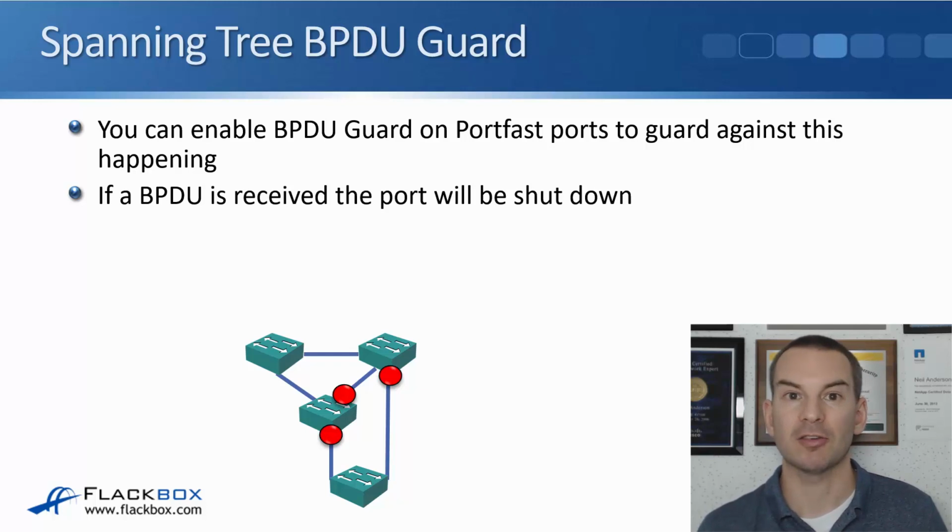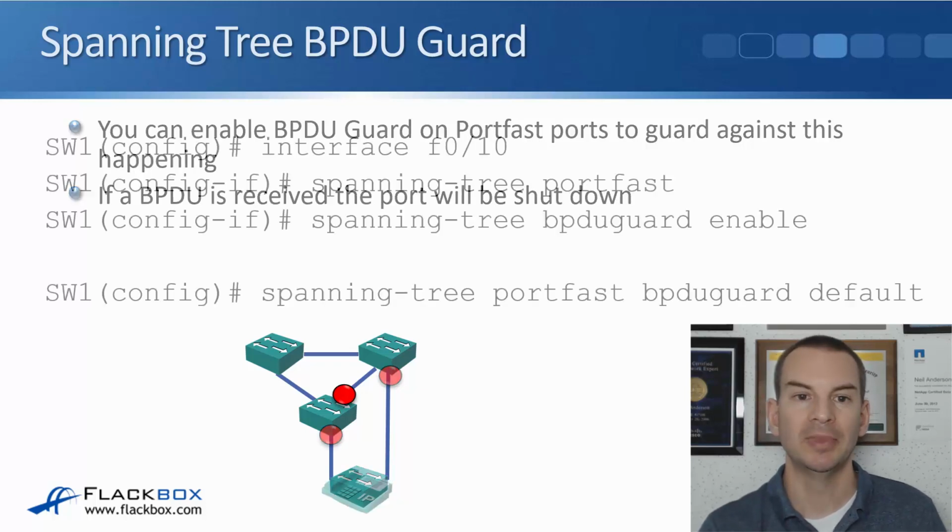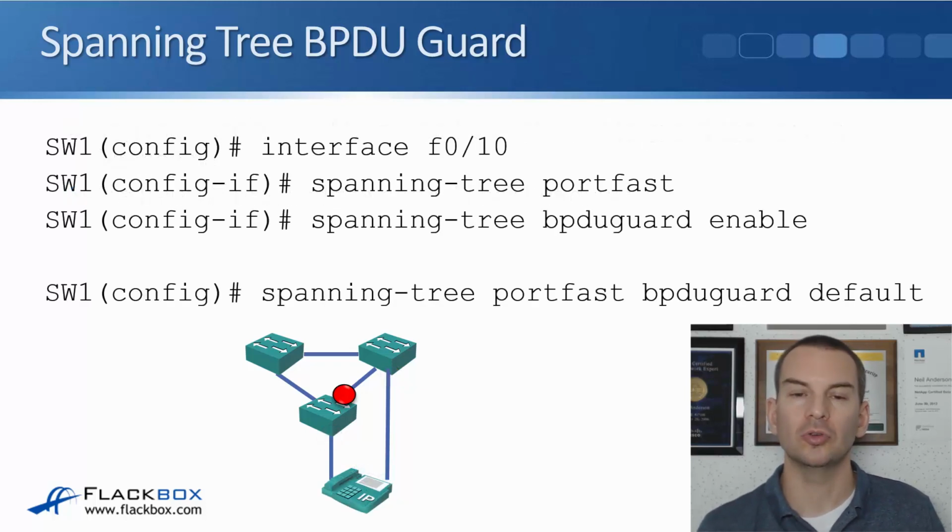So if you do plug a switch into a port, it will receive a BPDU on there, and this can allow the switch to automatically shut down that port to prevent a loop from happening. The command to enable BPDU guard, so it's the same example we had before. We've got interface fast 0/10, spanning-tree portfast. We put the additional command on there, spanning-tree bpduguard enable.